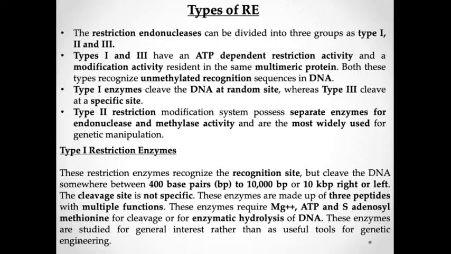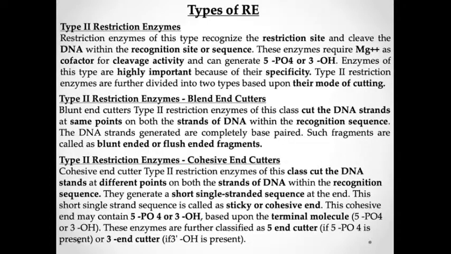So type 1 restriction enzymes recognize a recognition site but cleave the DNA somewhere between 400 base pairs to 10,000 base pairs, okay? That is 10 kilo base pairs to the right or to the left. The cleavage site is not specific. The enzymes have three peptides, and they also require magnesium ions, ATP, and S-adenosylmethionine for the cleavage. So these are type 1.